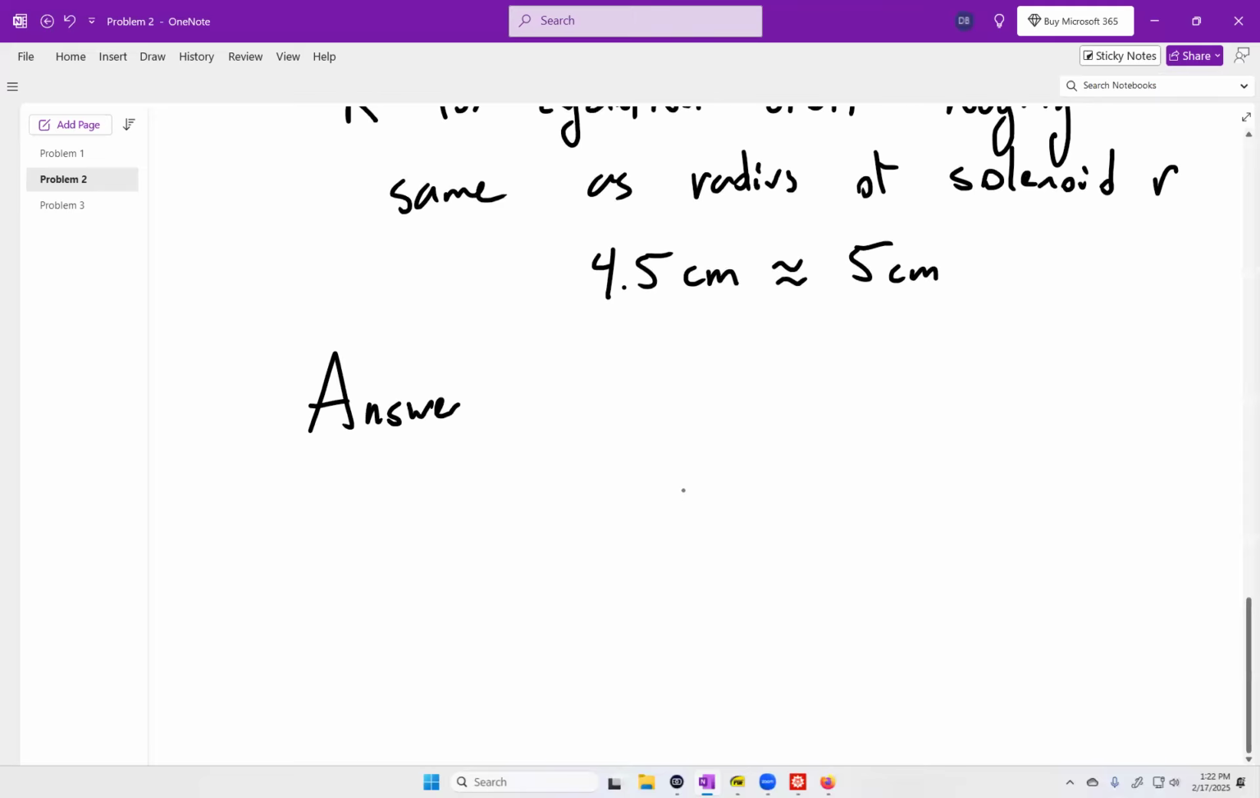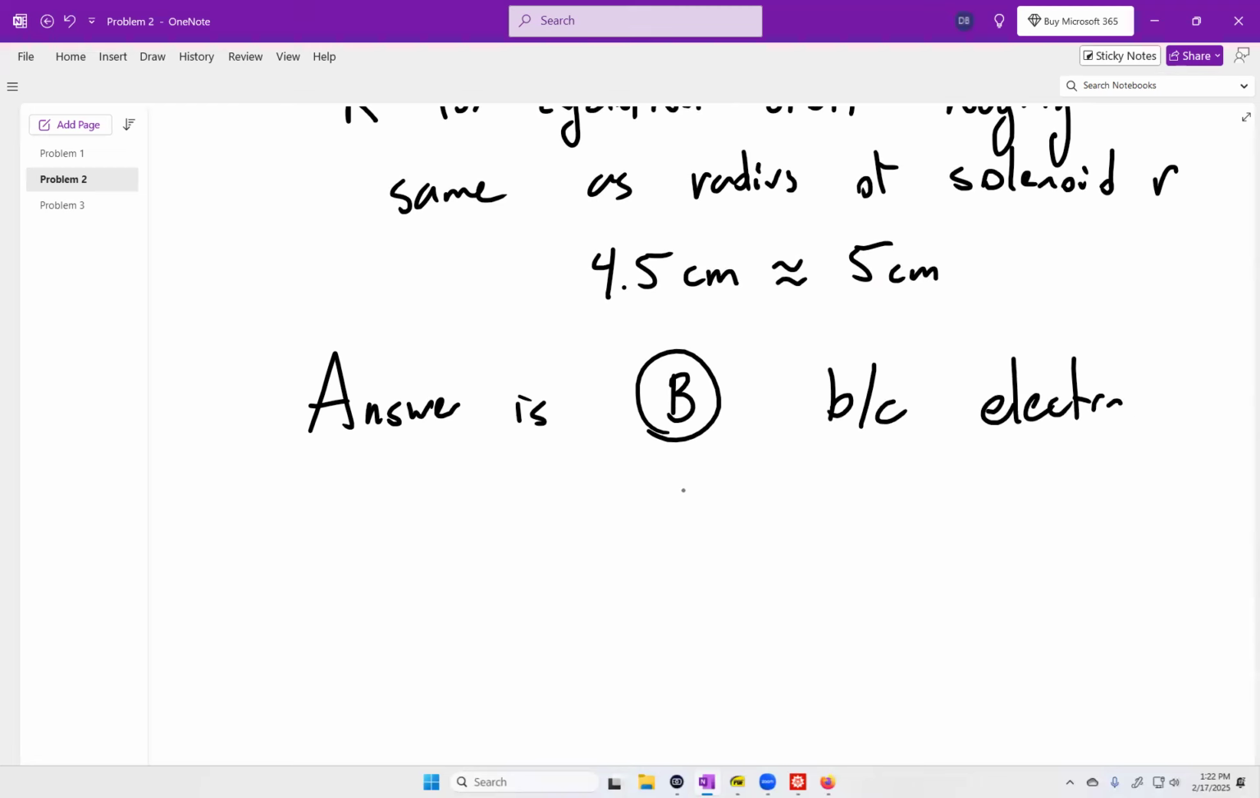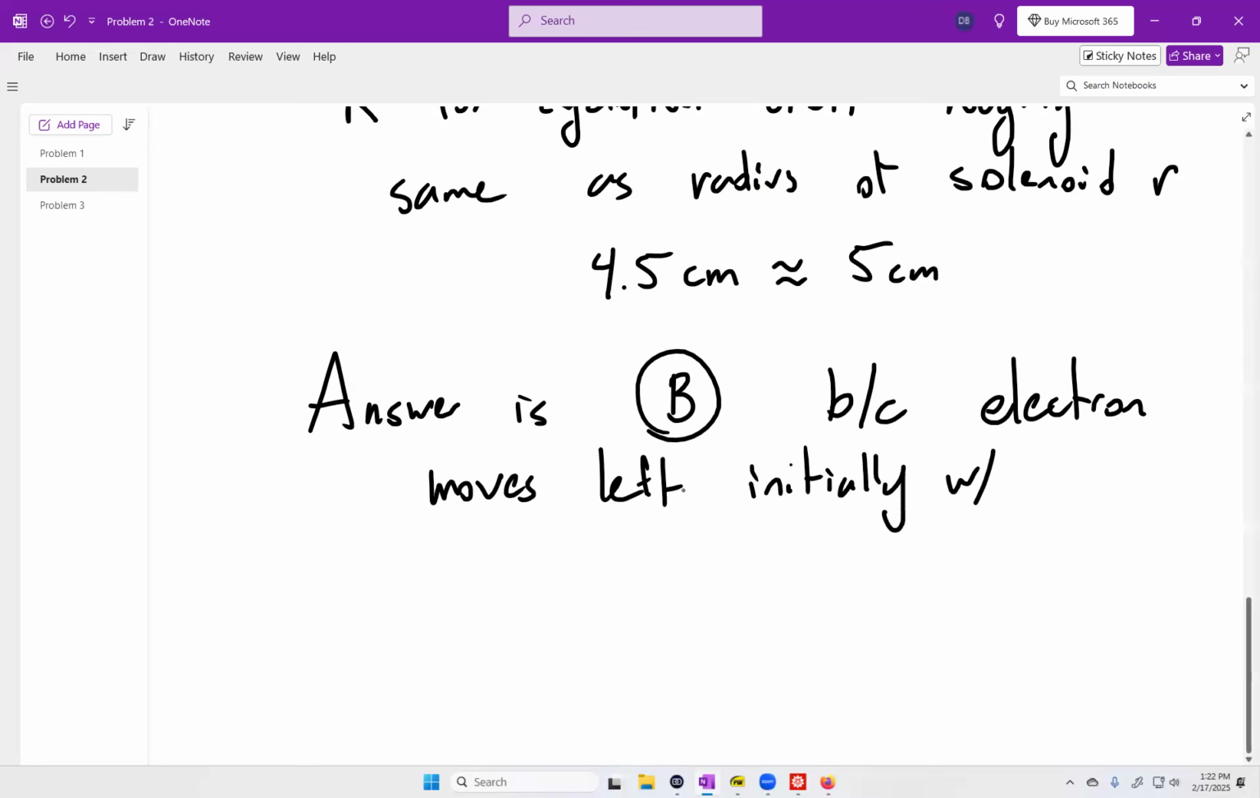Okay, so that's our answer. Our electron moves left initially, and the radius of the cyclotron motion is about the same as the radius of the solenoid.